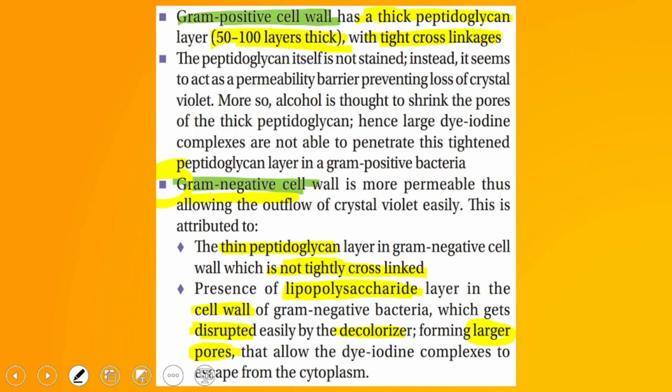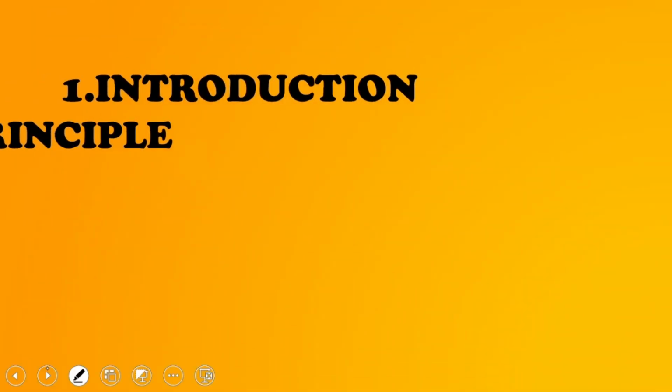Okay, these larger pores will be formed and they will allow those iodine complexes to escape from the cytoplasm. Okay, they will escape from the cytoplasm. So this explains the entire cell wall theory as well. So far, what all have we covered?